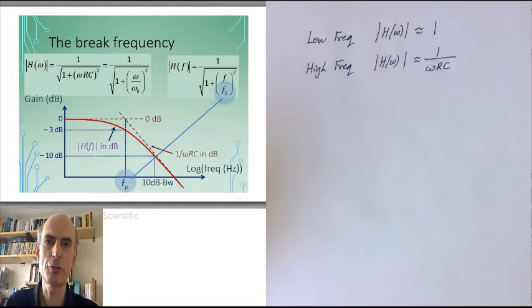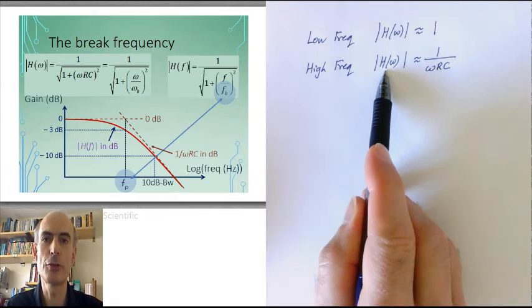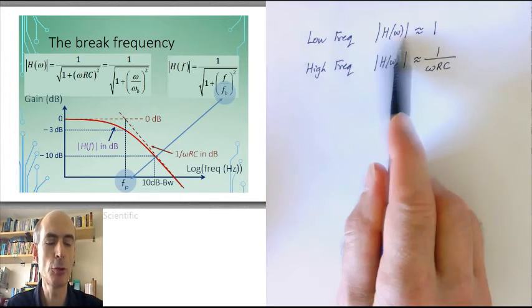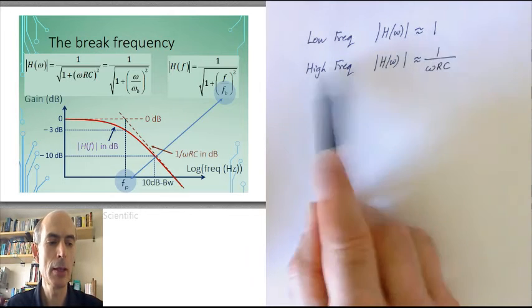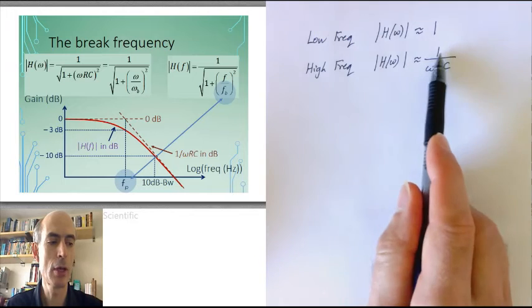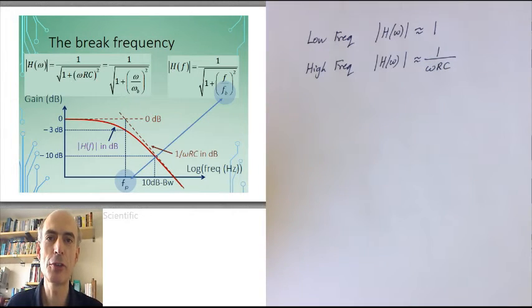The final concept for this video is this idea of break frequency. Now we have these two asymptotes. At low frequencies, you can approximate the amplitude response as being equal to 1. At high frequencies, we can approximate the amplitude response as 1 over omega RC. And as we've seen, if we plot these on this graph of dBs against the log of frequency, both of these approximations result in straight lines.